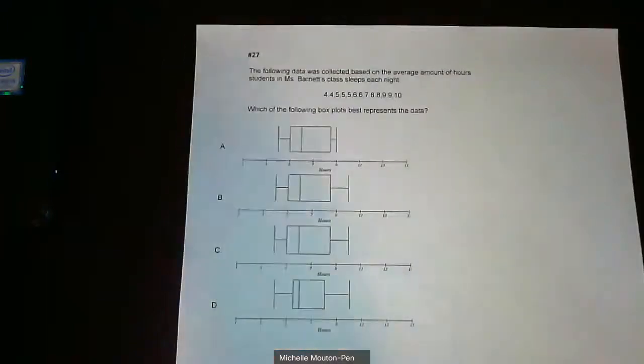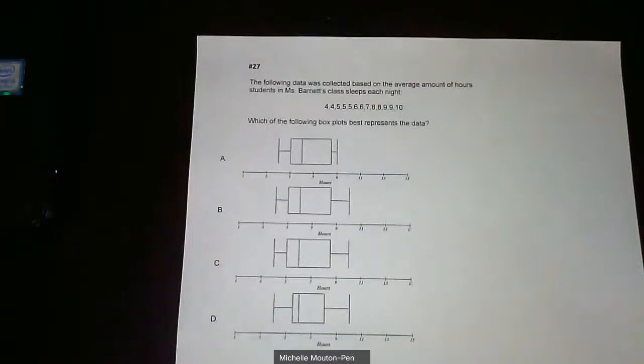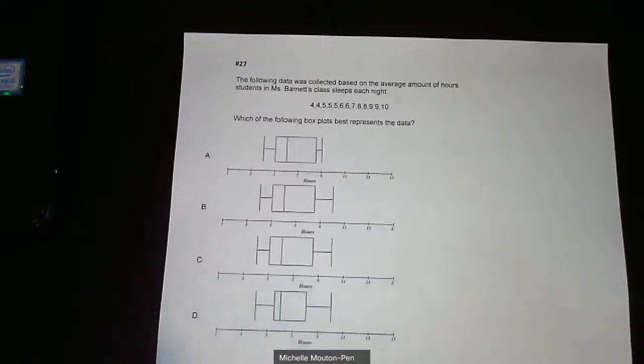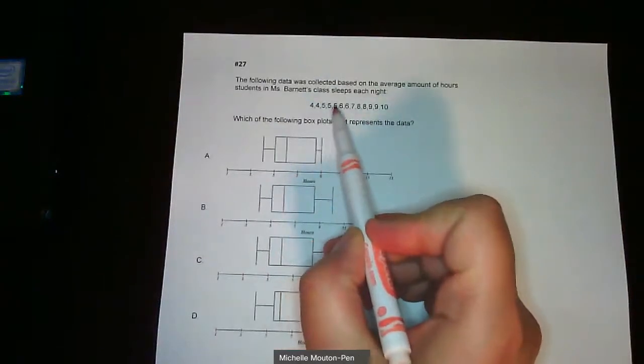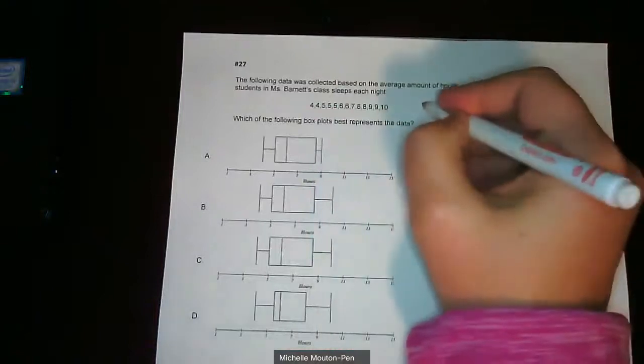All right, so for this first one, the following data was collected based on the average amount of hours students in Barnett's class sleep each night. Whenever we look at that, we've got box plots. Box plots deal with medians, so I need to find the median. I need to know how many pieces of data I have. 1, 2, 3, 4, 5, 6, 7, 8, 9, 10, 11, 12, 13.